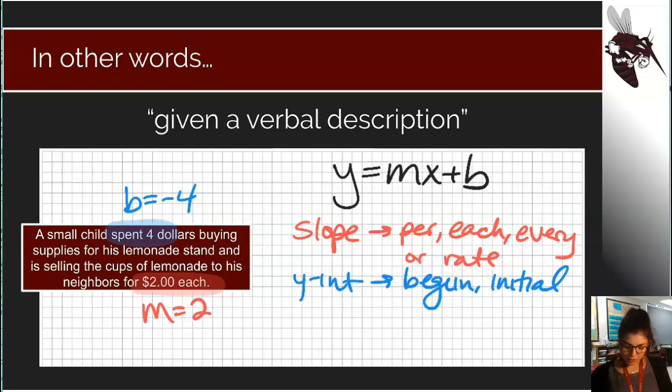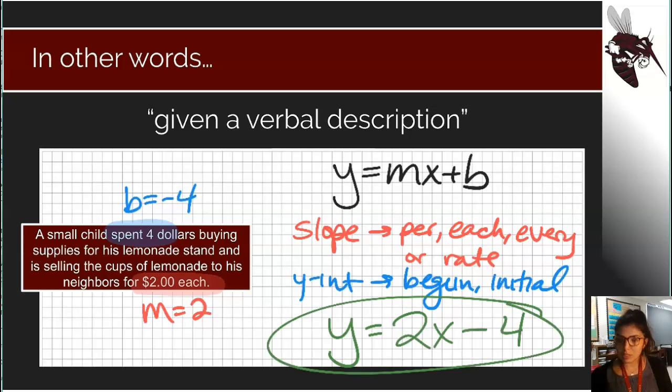So yet again, this can be represented in the same function. I spent $4 to begin with, but I'm making $2 back for every lemonade I sell.